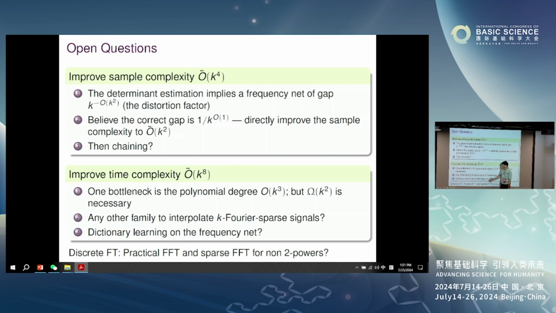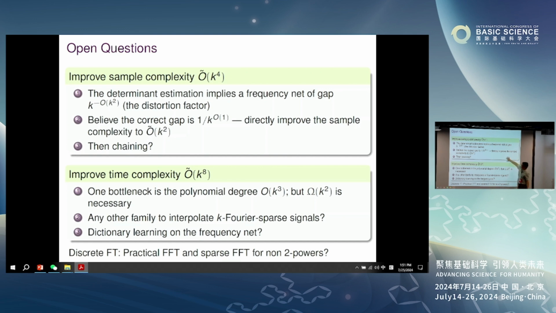So it's open whether there is any other family to interpolate k Fourier sparse signals. Also, another question is, if we can get the correct net size, can we apply dictionary learning on the frequency net? So that's another question.